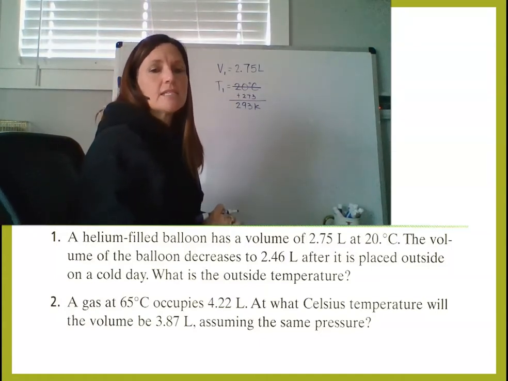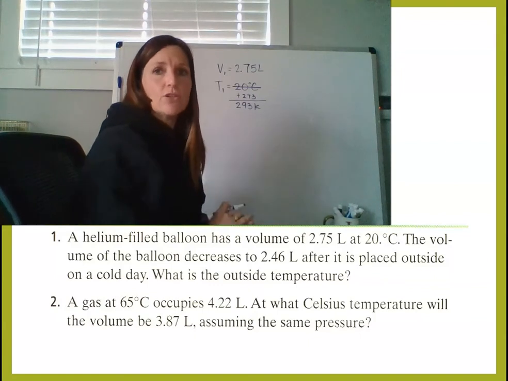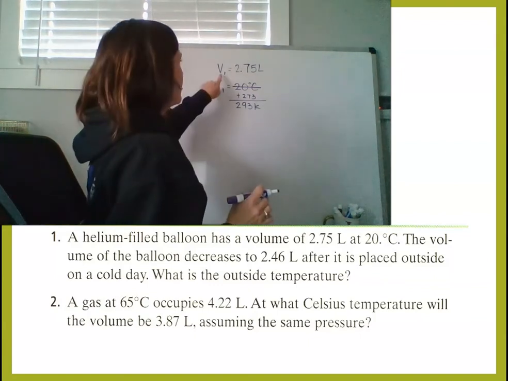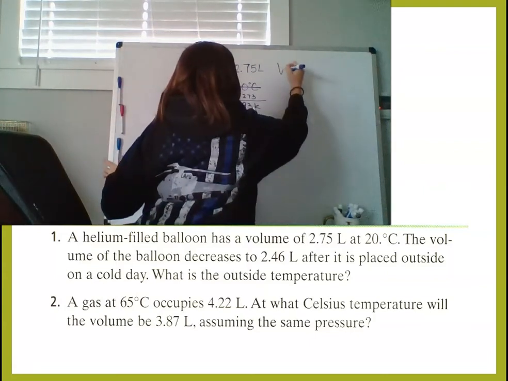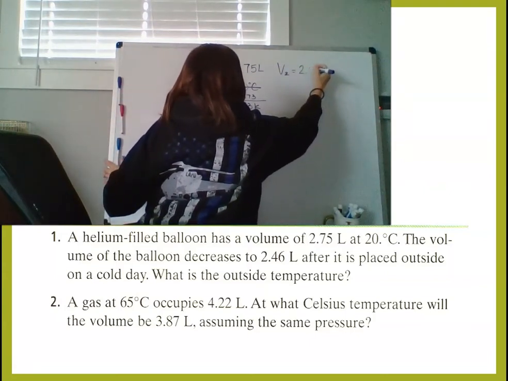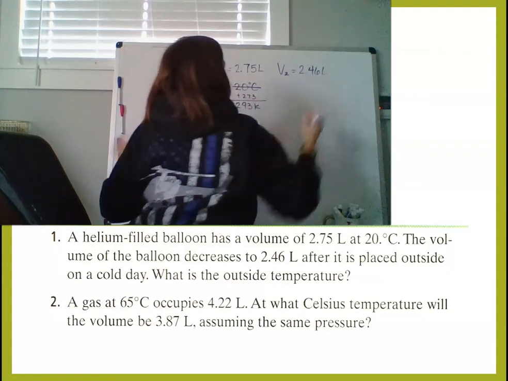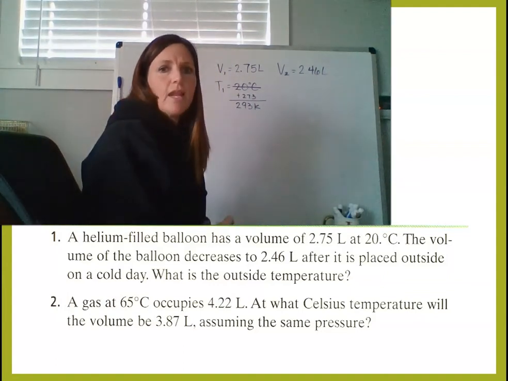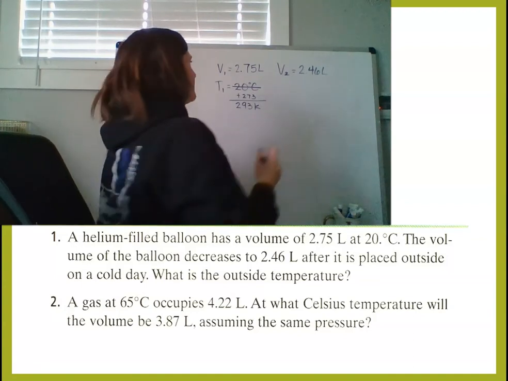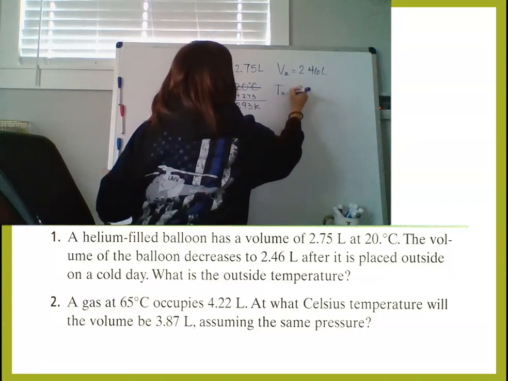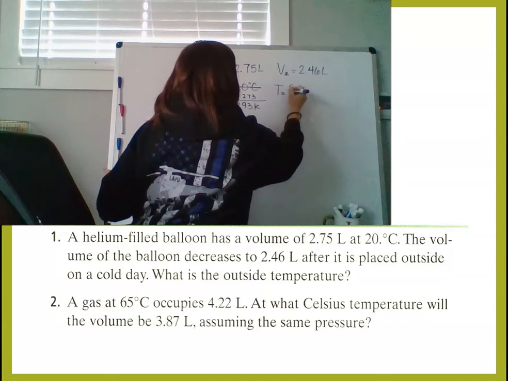Then it says the volume of the balloon decreases to 2.46 liters. Liters is a unit of volume. So I already have one volume, this must be my second volume. So I have V2 equals 2.46 liters after it's placed outside on a cold day. What is the outside temperature? T2 is what we're trying to find.